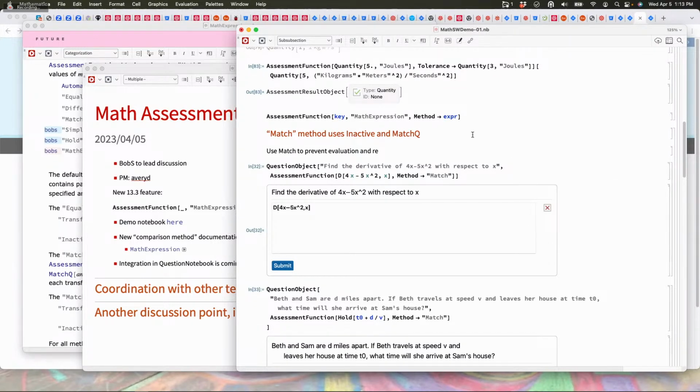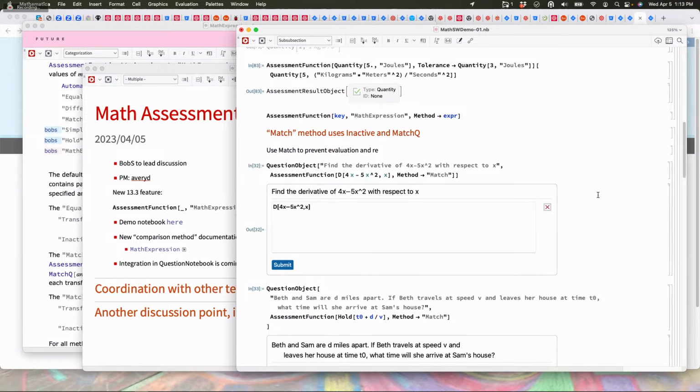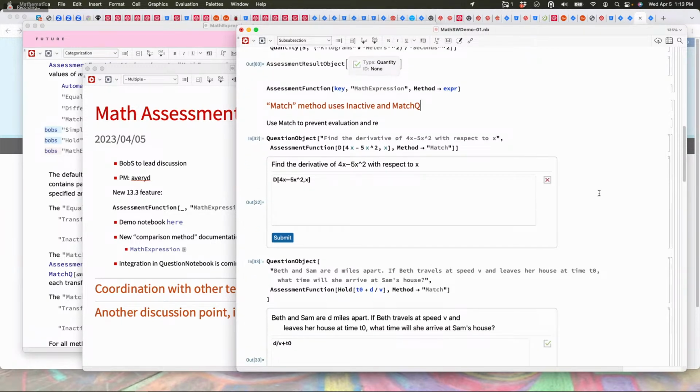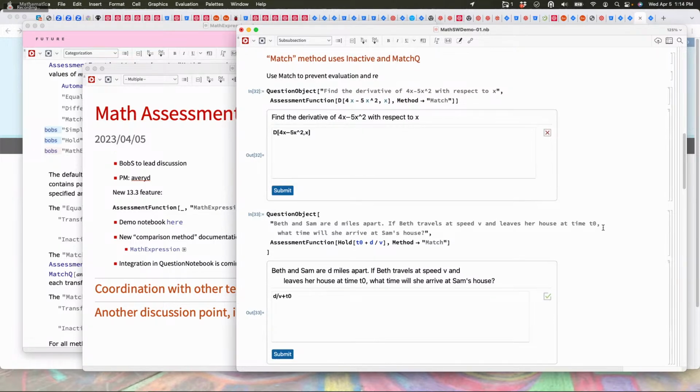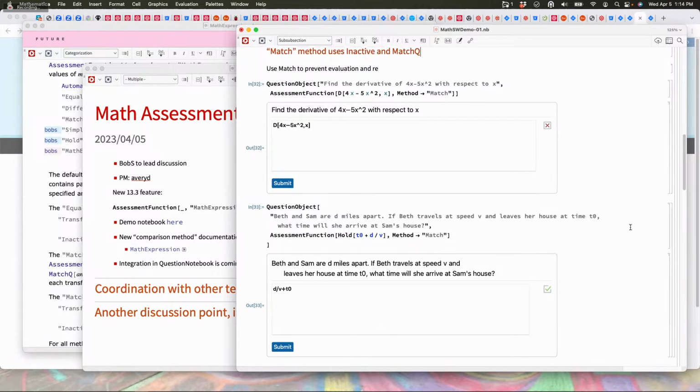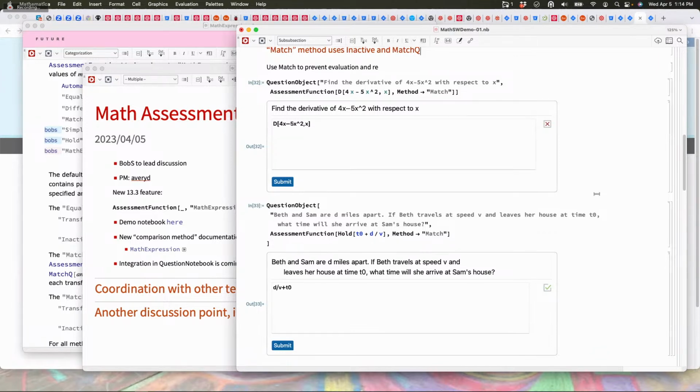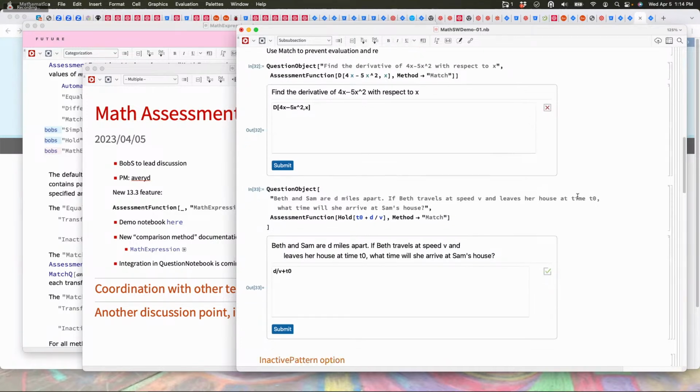Right. So we have match, which eventually feeds into MatchQ, and we have equal, which eventually feeds into double equal. Is it MatchQ of the unevaluated expression or the evaluated expression? By default, unevaluated. We have sub options that let you control that evaluation. We've tried to make the default very sensible. In the match method, everything is either inactivated or held.